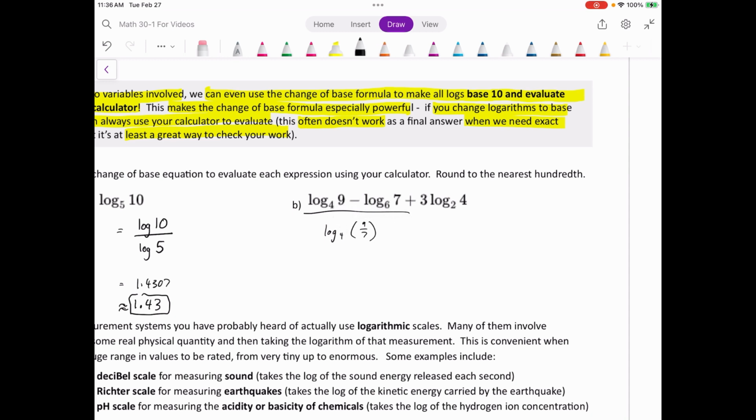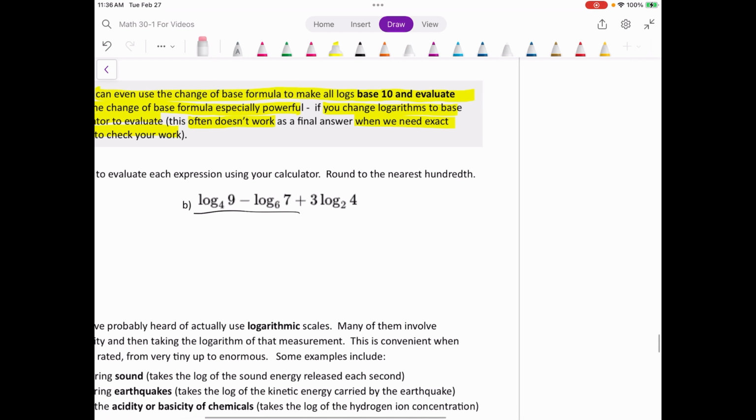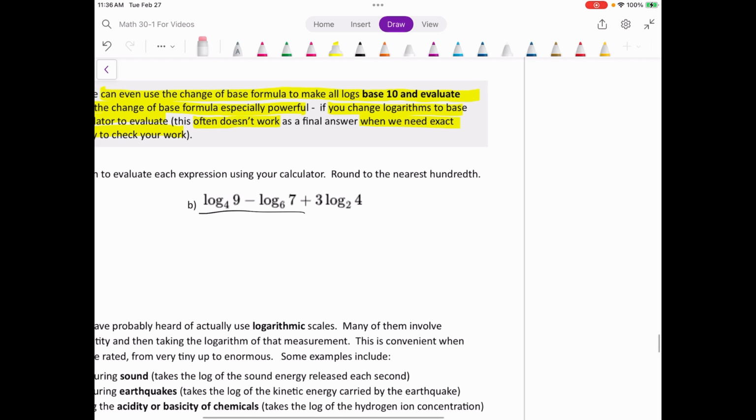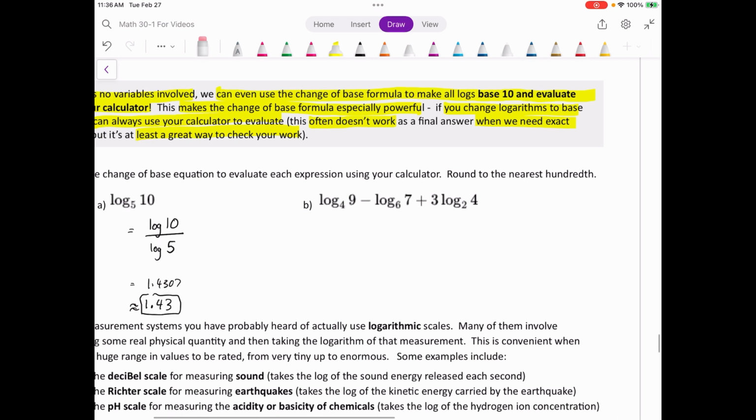Same way the exponent laws can't be applied if you have different bases, right? You can't say that x squared times y cubed is x to the 5 or y to the 5, right? That doesn't make sense, okay? It's the same thing here. Different bases, we can't use our log laws. But we could change them so that they all have the same base. That's one option. And in this case, since it told us just to use the change of base equation to evaluate each expression using our calculator, let's just change them all into base 10.